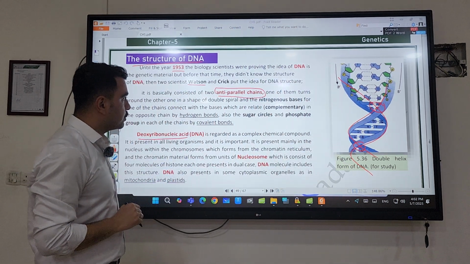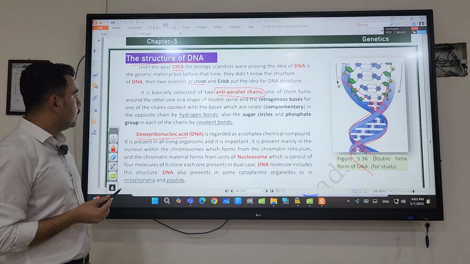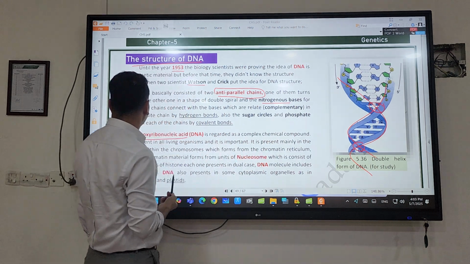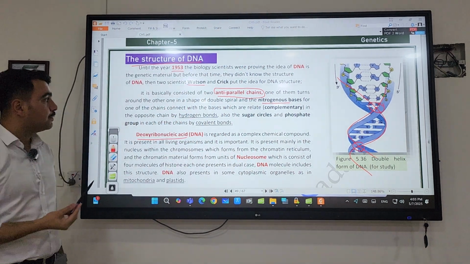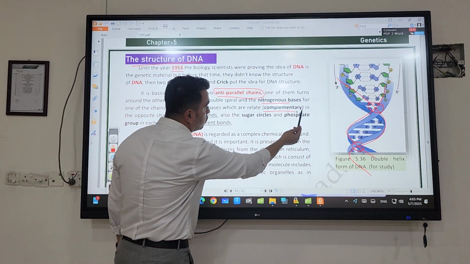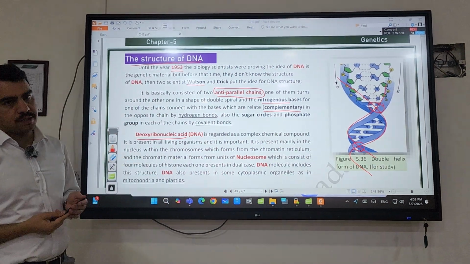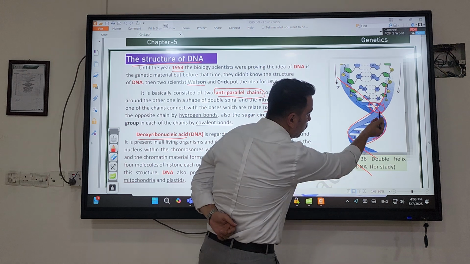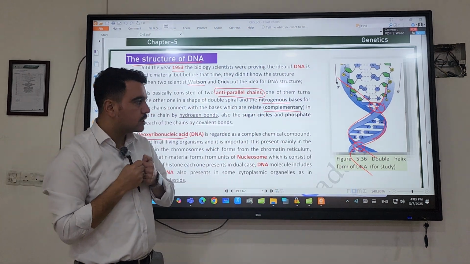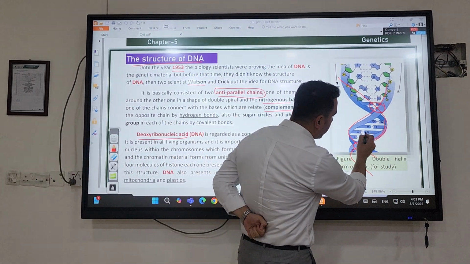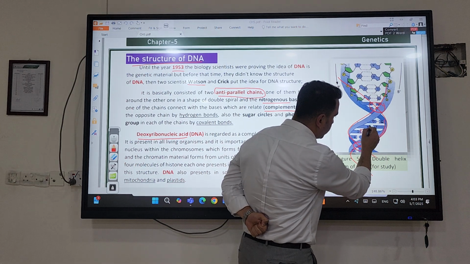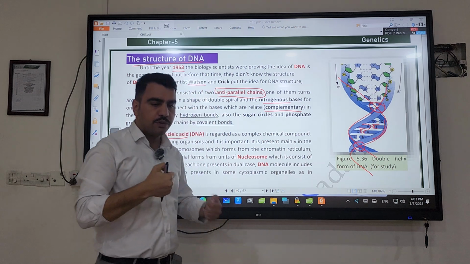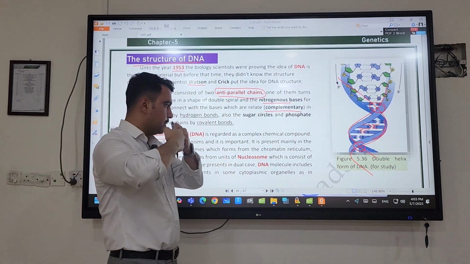You should know that it is in the shape of a double helix, and the nitrogen bases of one of the chains connect with the complementary bases on the opposite side. What is the meaning of complementary? We have nitrogen bases that we are going to explain later in detail. They are complementary to each other and there is a bond between them.